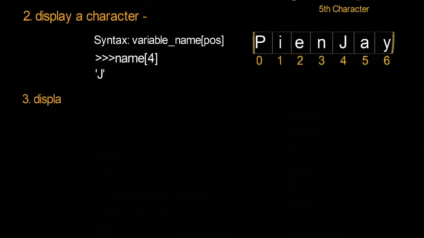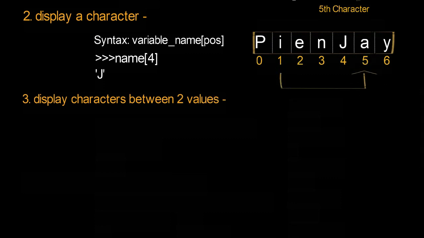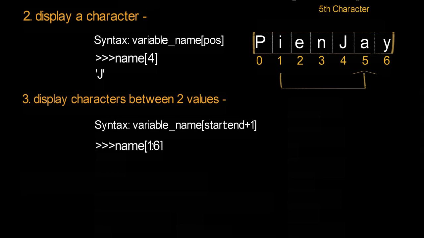Furthermore, if we want to display the characters between two values, like from 1 to 5, we can simply use the name of the variable, square bracket, start, and a colon, then the ending value plus 1. So we can type name[1:6] and it will result in I, E, N, capital J and A. Now see, currently when we use name of variable, start colon end plus 1, it displays each and every character between the start and end.